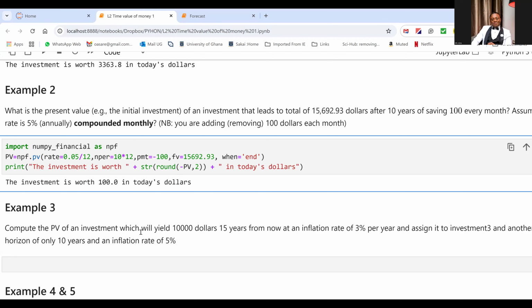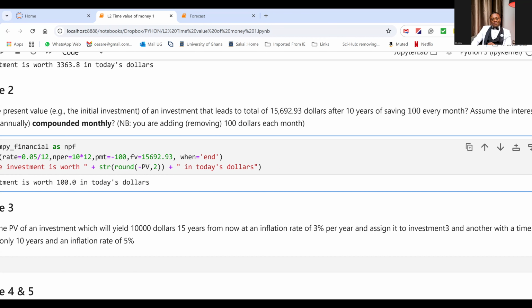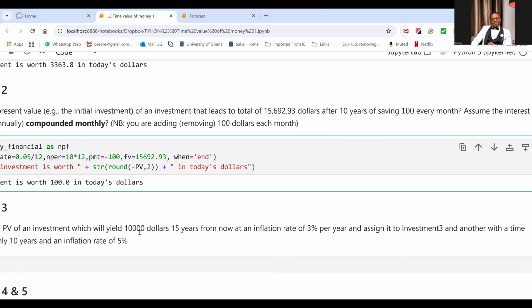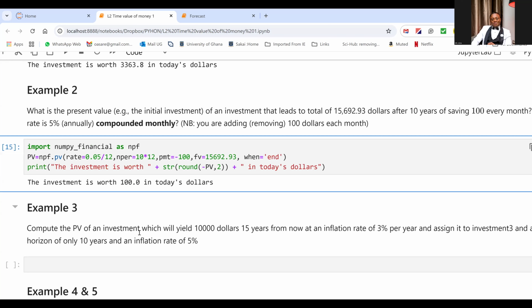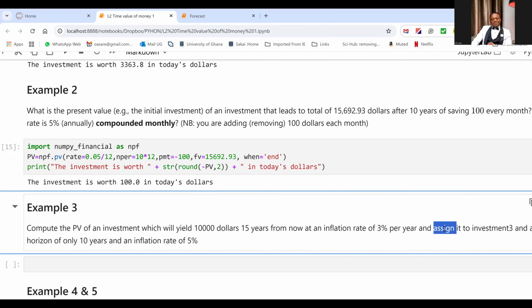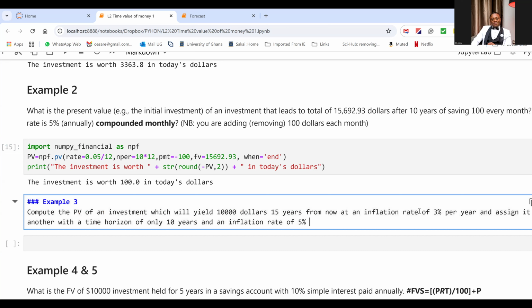Compute the present value of an investment which will yield, I could have simply said compute the value of an investment, or what is the value of an investment that will yield $10,000 in 15 years from now at an inflation rate of 3% per year, and assign it to an investment 3, and another with a horizon of only 10 years with an inflation rate. So there are two things you are calculating here.